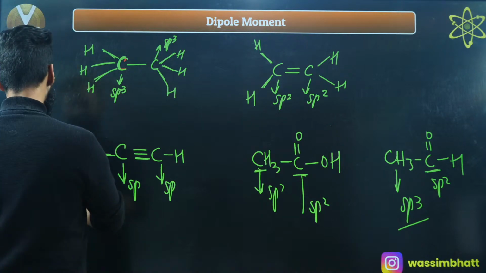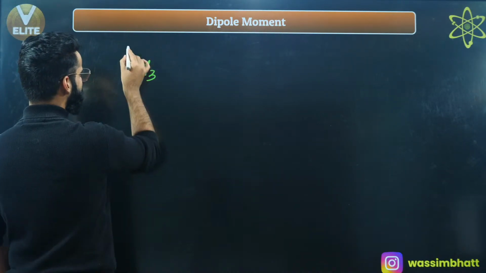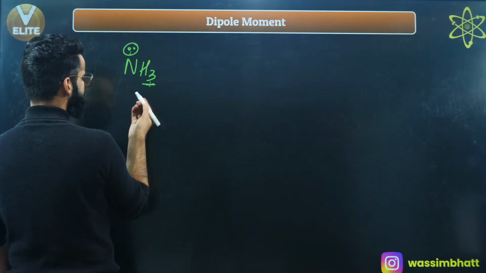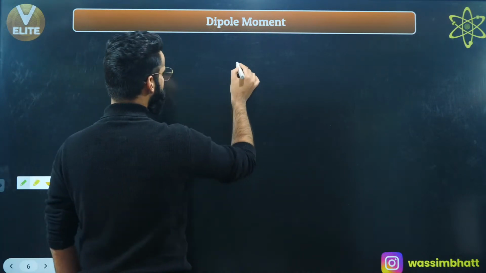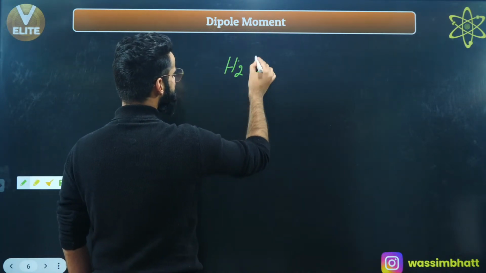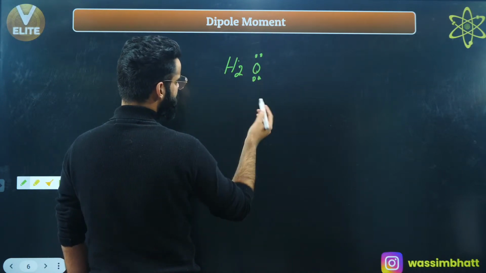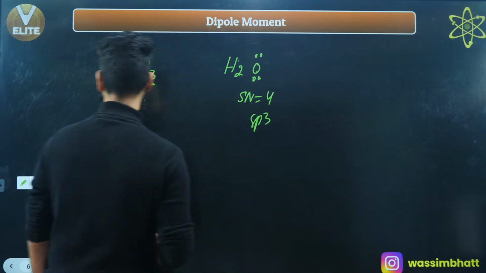Or if I talk about the nitrogen in NH3, have a look. Nitrogen has got 1 lone pair, so 3 sigma bonds, 1 lone pair. 3 plus 1 is 4, right? Steric number is 4, so its hybridization is sp3. If you talk about water, H2O, oxygen has got 2 lone pairs, as you all must be knowing. So 2 sigma bonds, 2 lone pairs, so 2 plus 2 is 4. Steric number is 4. If steric number is 4, hybridization is sp3. Yes, as simple as that.